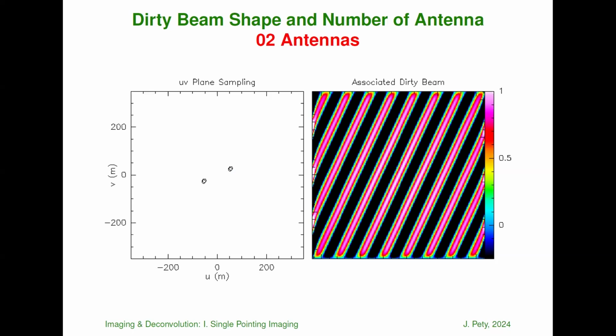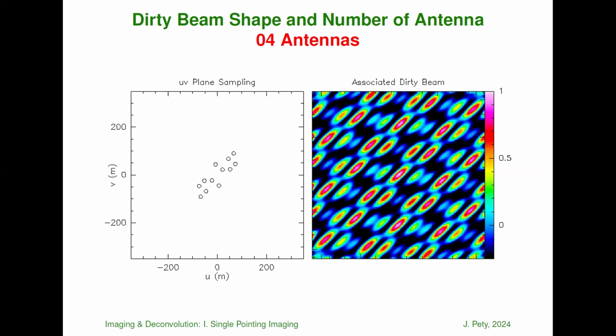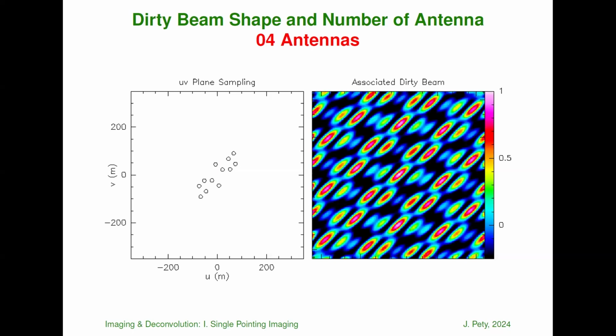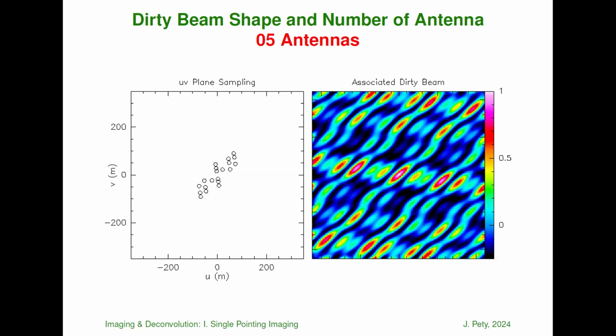Now, a bit better. Let's go to 3 antennas. With 3 antennas, you get a point source, but now you have to know where it is localized. So it's difficult here also. 4 antennas, still difficult. 5 antennas, it's better. You have the impression that the point source is at the center, but you still see that you have side lobes of your dirty beam.